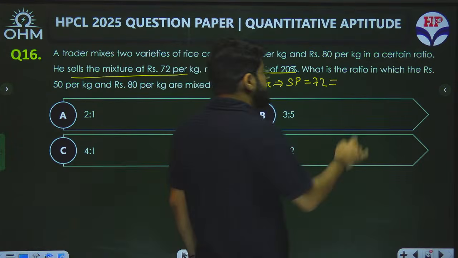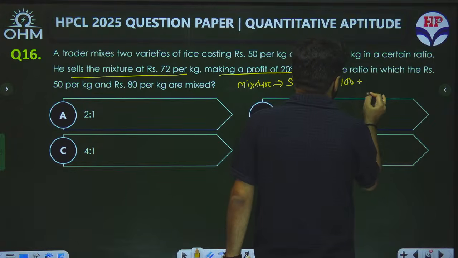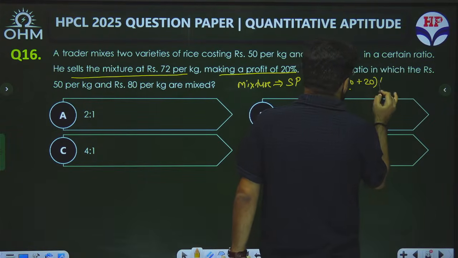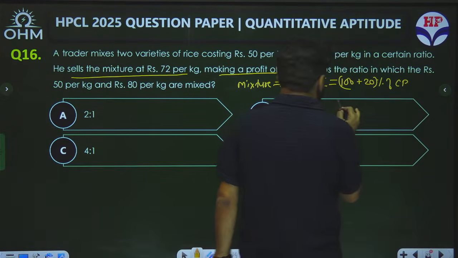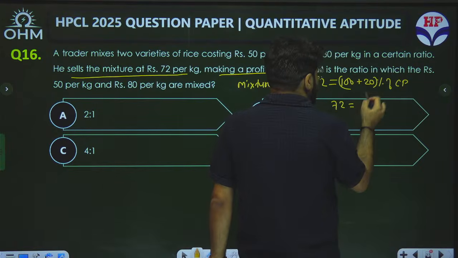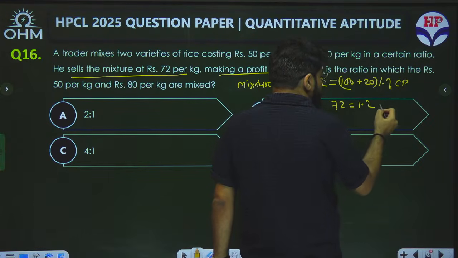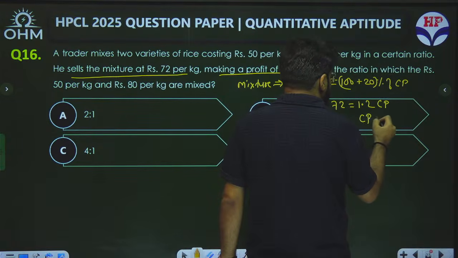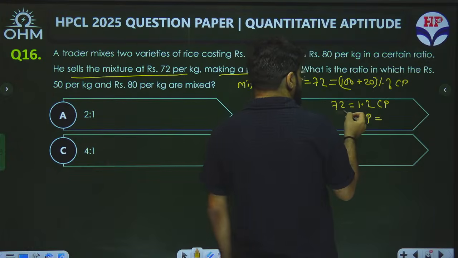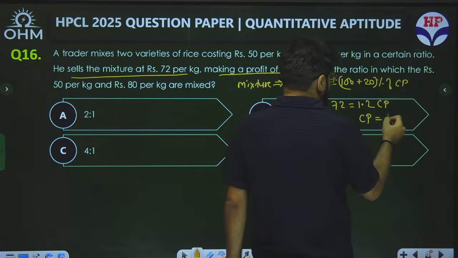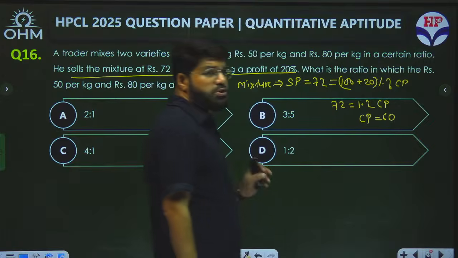The selling price is 100 plus P percentage profit of the cost price. That means this 72 is 120%. 120% in absolute value is 1.2. 1.2 times CP. So how much is the cost price? When you cancel here, 72 by 12 is 6, and the decimal will give you 10. 60. The actual cost price is 60.